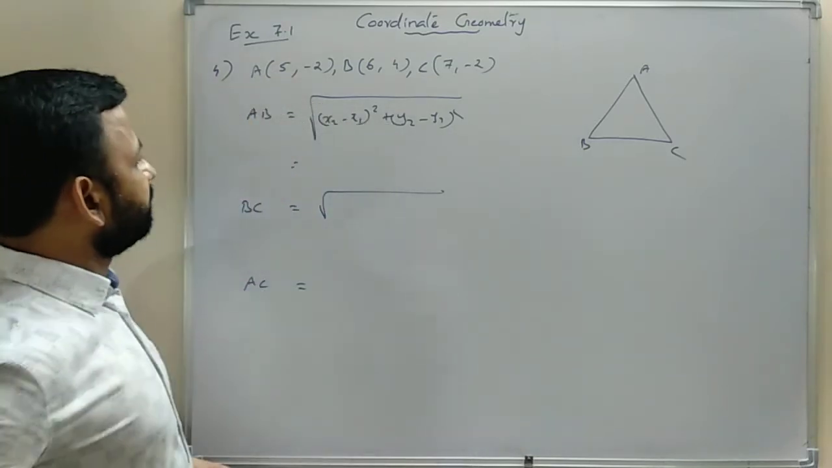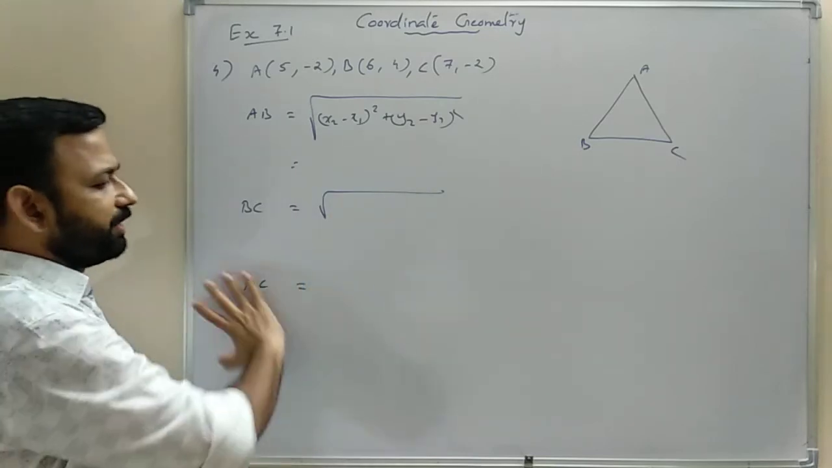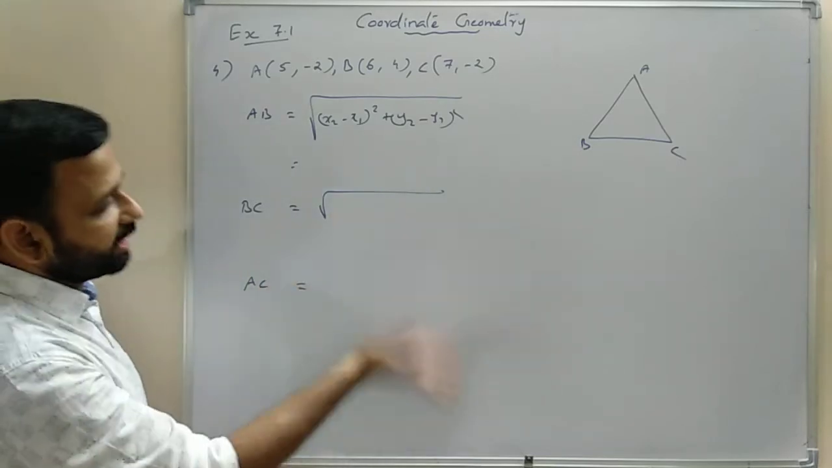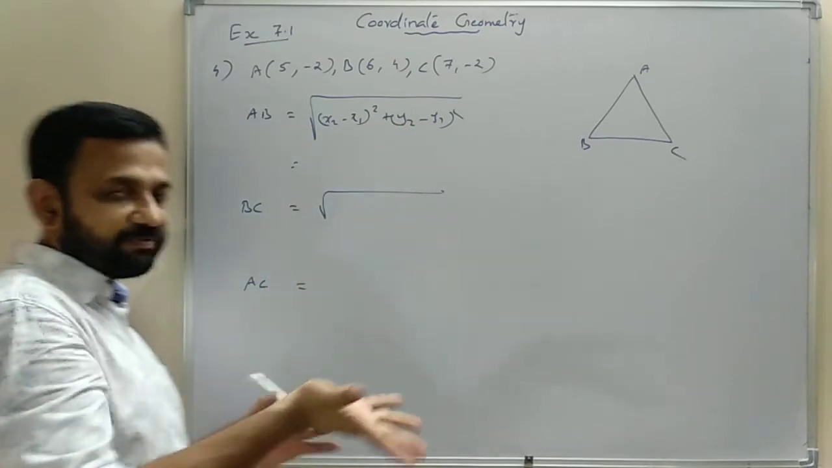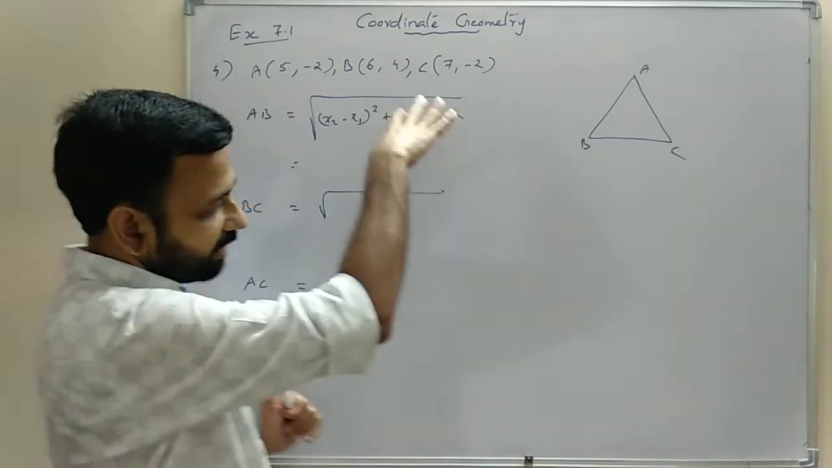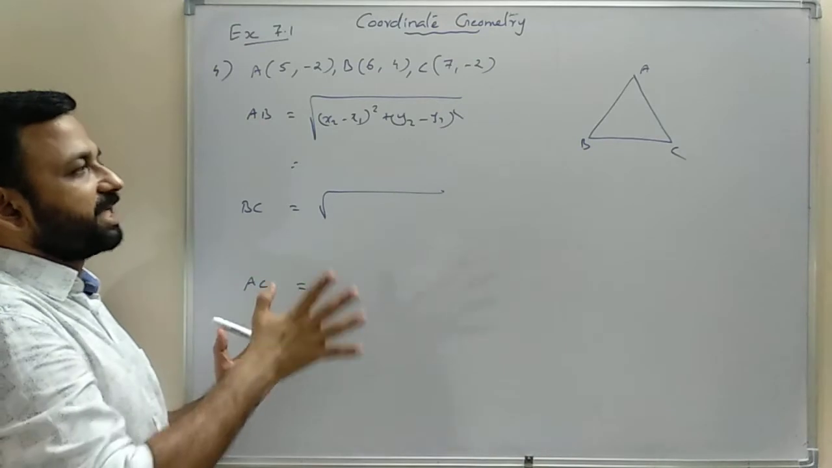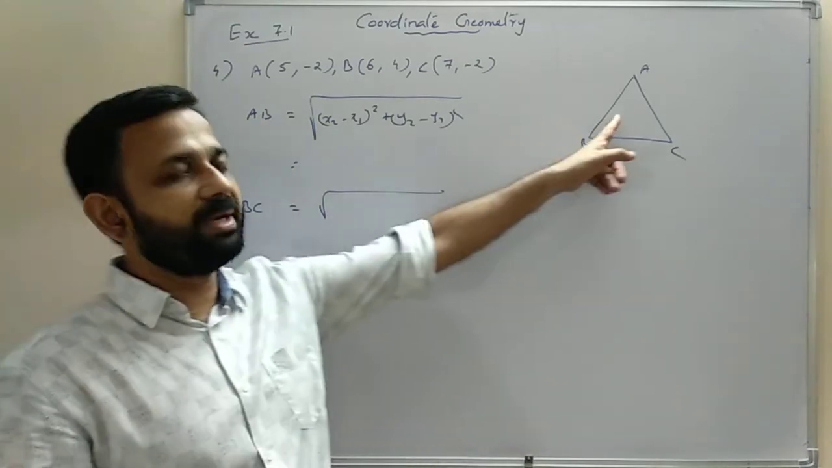So here, if the first 2 sides are equal, then there is no need to find the third side. Then we can say it is isosceles. And if the first one and second one are not equal, then we have to find the third one. Then we will compare, and if any 2 sides are equal, then the triangle will be isosceles.